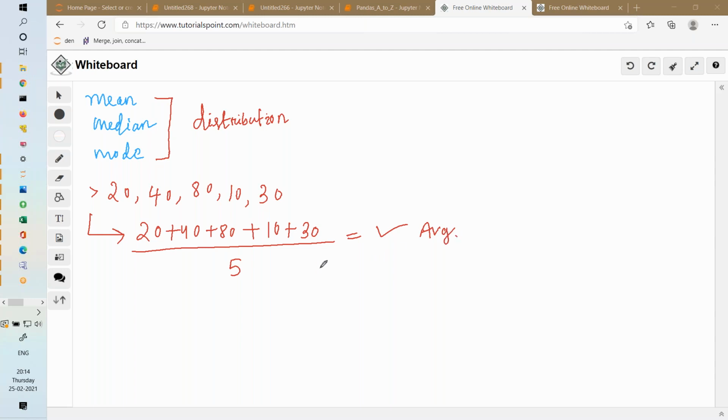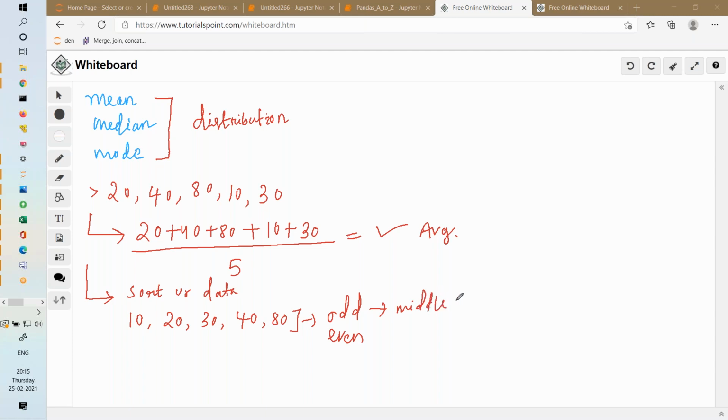This already everybody knows. Now what is median? For median, the middle point, median is the middle point. But one of the very important concepts is, before you find a median, you need to sort your data, and then only you find the median. So how to sort your data? First, ascending order: 10 and then 20 and then 30 and then 40 and then 80, right? Now what is the middle point? Then you need to check whether it is odd or even. If it is odd, this is nothing but the middle point.